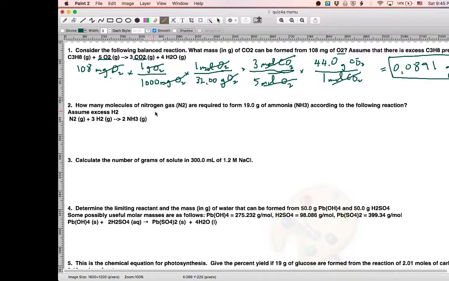Number two, how many molecules of nitrogen gas are required to form? Oh, okay, so this is another problem just like the previous one. So it says assume excess H2. Yeah, that's nice. So that just means we can ignore the H2. So let me start with 19.0 grams of ammonia.